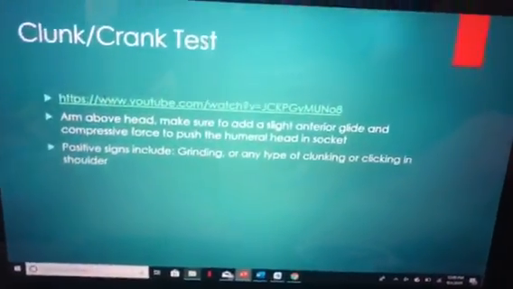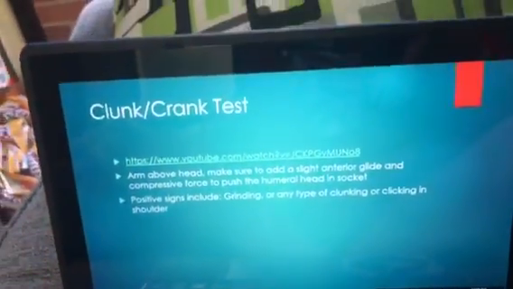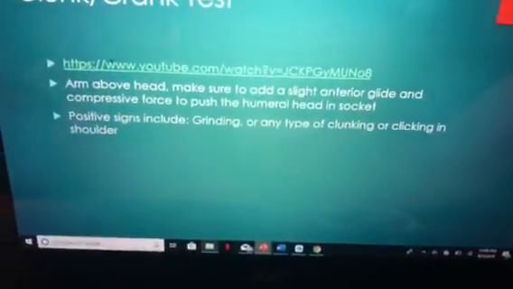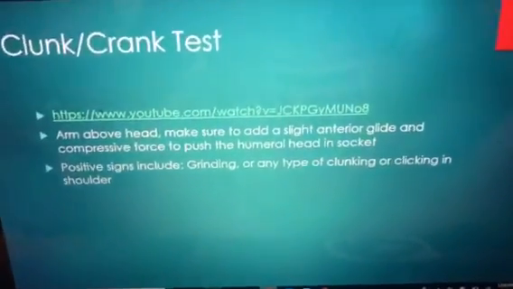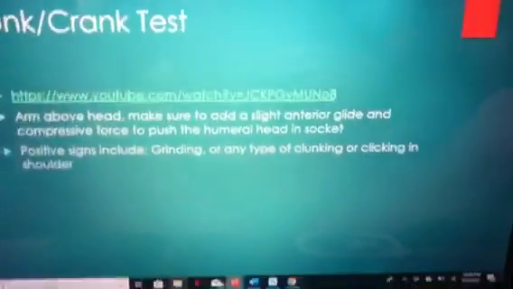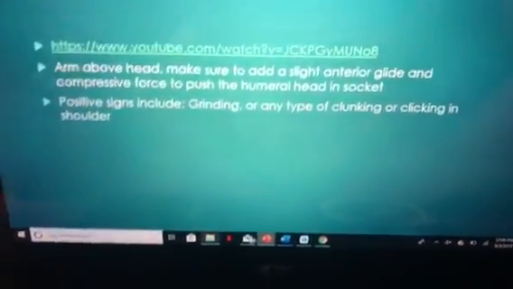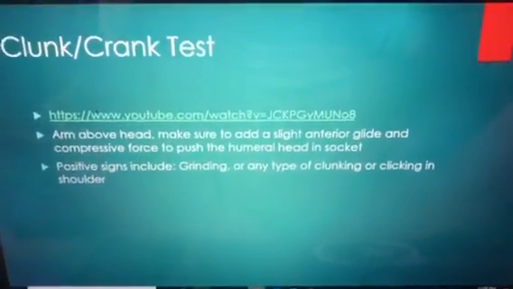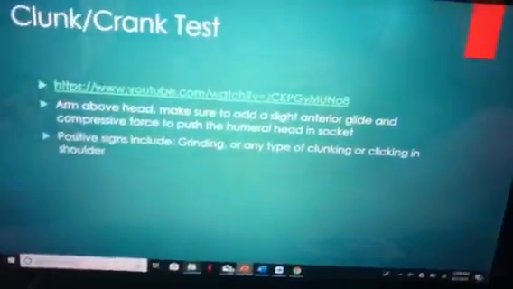For the clunk or crank test, you need to make sure that you put the arm above the head, around 160 degrees. You want to add a slight anterior glide, and you want to add a compressive force to really push the humeral head into the glenoid itself, to where the labrum would be. And then you want to move it around, trying to catch that tear, almost like in the McMurray's click. You're trying to find that grinding or that clicking, or the clunk as they call it.